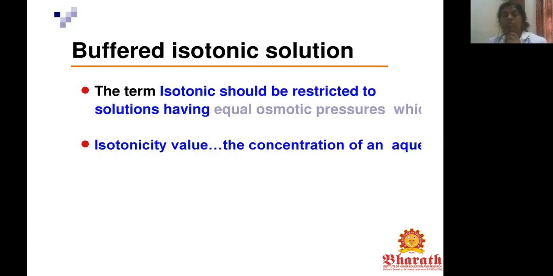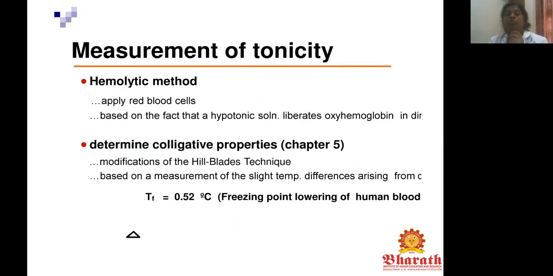So for a buffered isotonic solution, the term isotonic should be restricted to solutions having equal osmotic pressures, where the isotonicity value and the concentration of the aqueous solution should be maintained in equilibrium conditions. Measurement of tonicity: first is the hemolytic method. Here we apply red blood cells, based on the fact that hypotonic solutions liberate oxyhemoglobin.